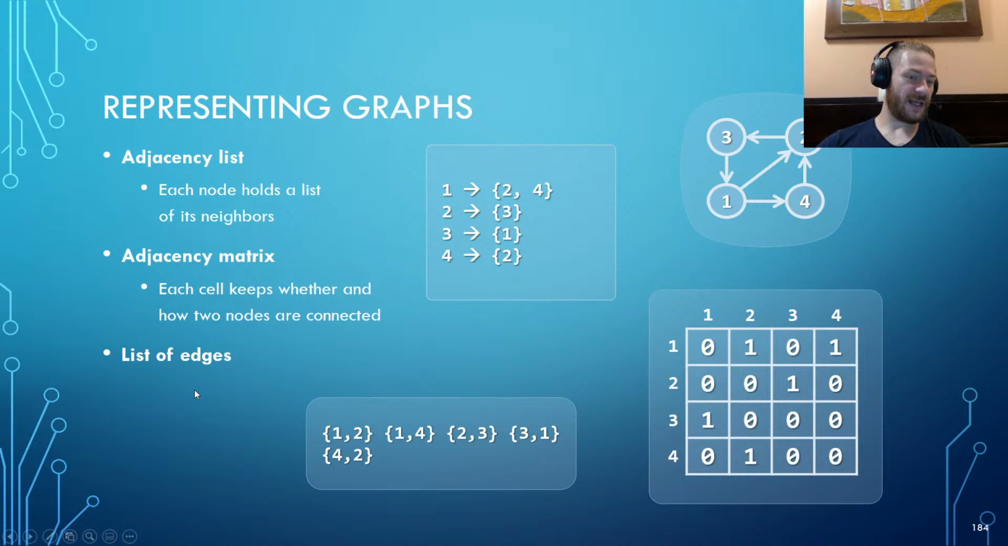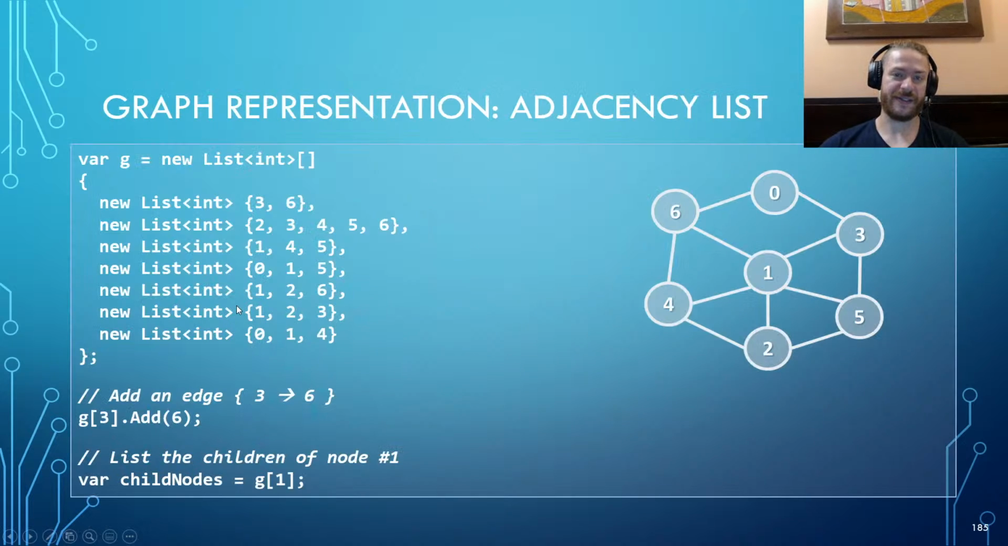And the last one is list of edges. So we just have a list which contains all the edges. 3, 1, 2, 3, 1, 4, 4, 2, and 1, 2. It doesn't matter which approach you choose, all of them are good enough. Depending on the task, you may decide to use one or another because it may be easier.